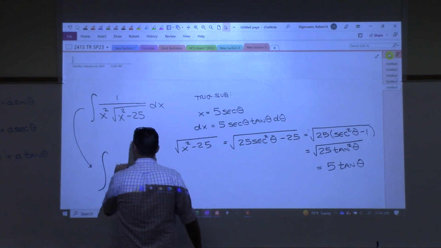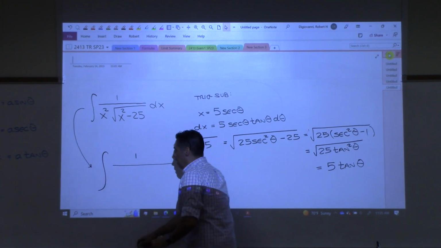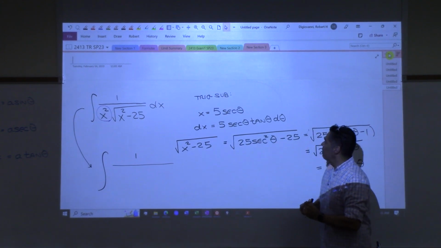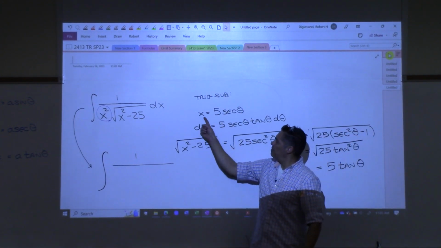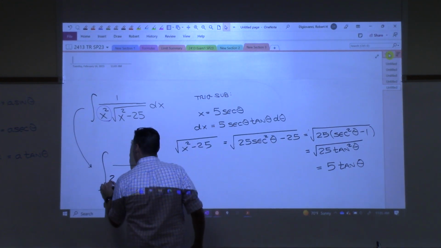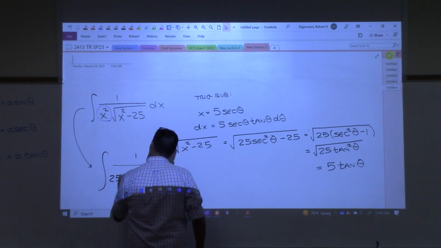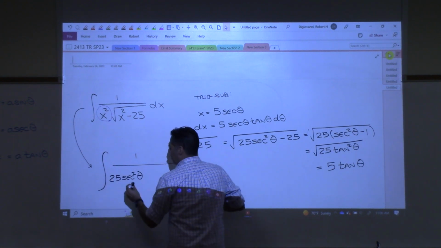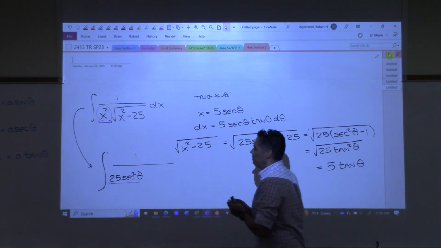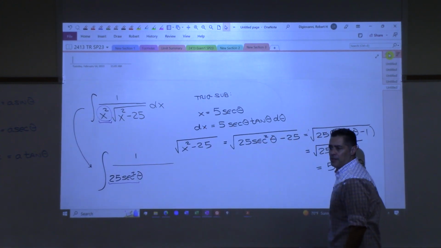So I come over here. Okay, here we go. 1 over x squared. Well, x squared, remember x is this, right? X is that. So that squared would be 25 secant squared theta. I'll just color code this. This right here is that. Okay, I've replaced the x squared.